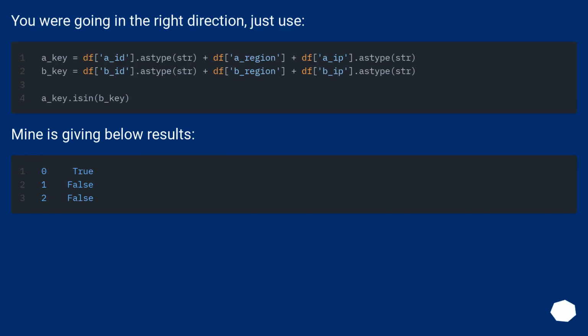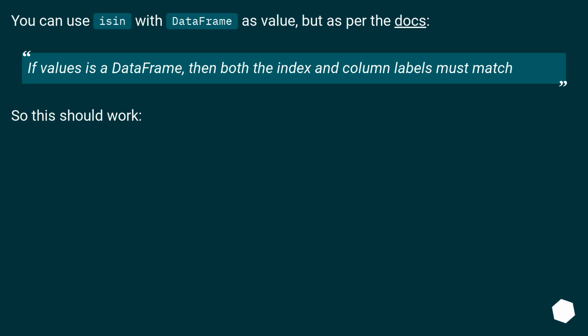You were going in the right direction, just use isin. Mine is giving below results. You can use isin with dataframe as value, but as per the docs, if values is a dataframe, then both the index and column labels must match. So this should work.